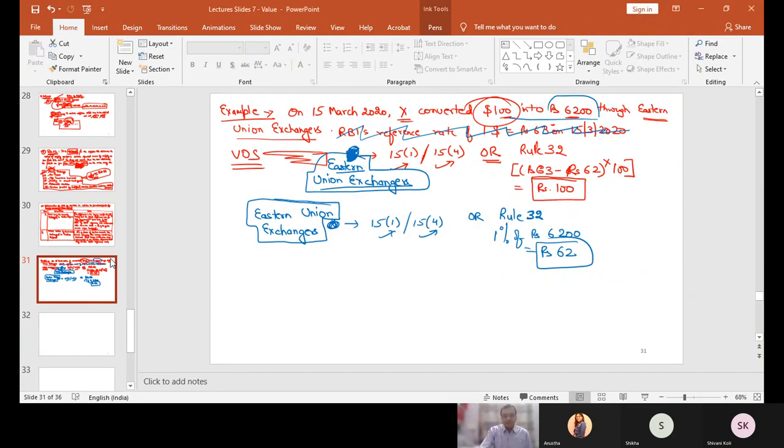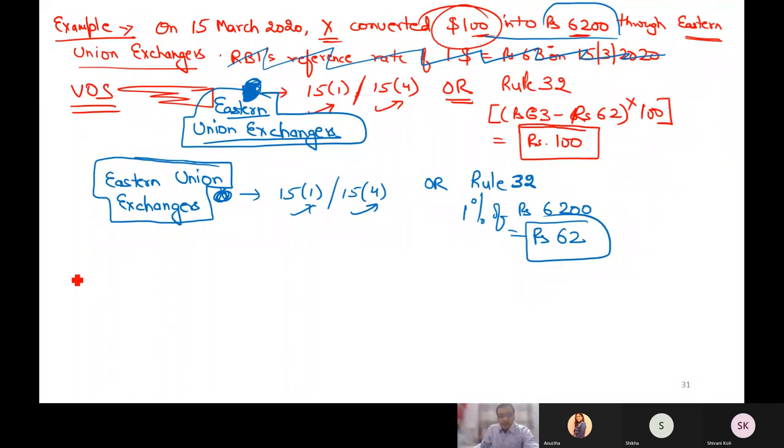Next point. Now suppose in the next example, another example. Now suppose dollars are converted into pound. $9,000 is converted into pound 4500. Now none of the currency is Indian rupee. Then what option do you have?